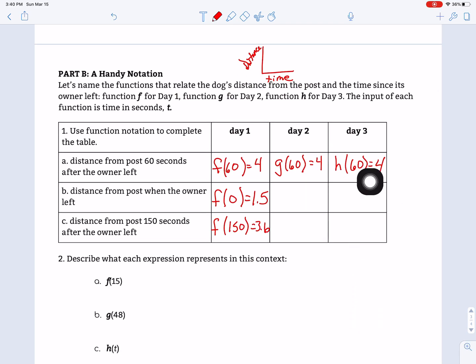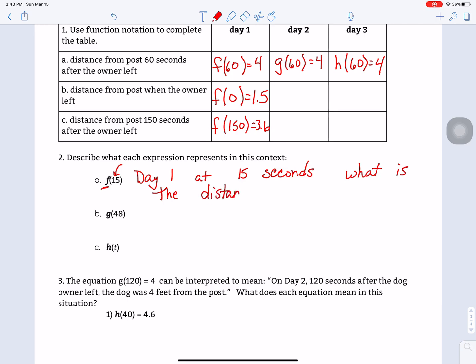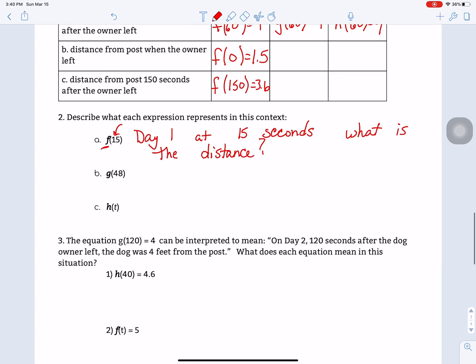You need to fill in these other 4 boxes here. Looking at this, I'm just describing in general what's happening. So since whatever's in here is my independent variable of time, this is asking me that we're talking about 15 seconds. I know we're talking about day 1 because it's using an f. So we're saying day 1 at 15 seconds. And it's asking what is the distance. So it's an implied question, especially if it had an equal mark after it. And then I'm filling this in.